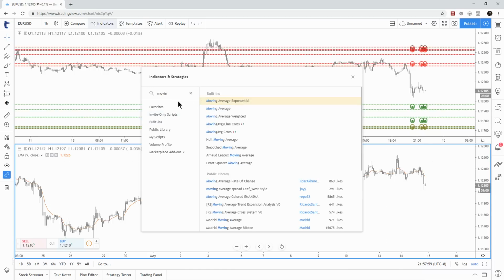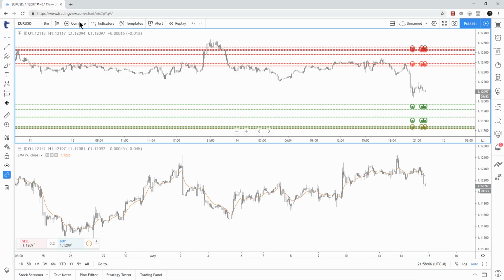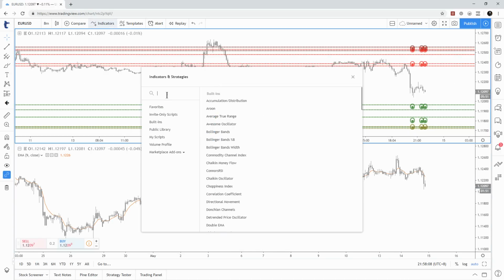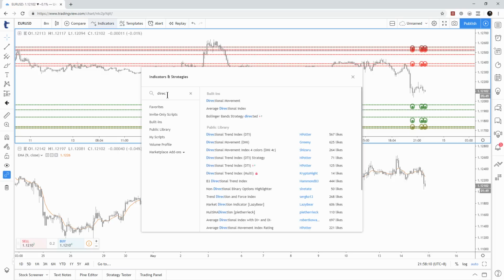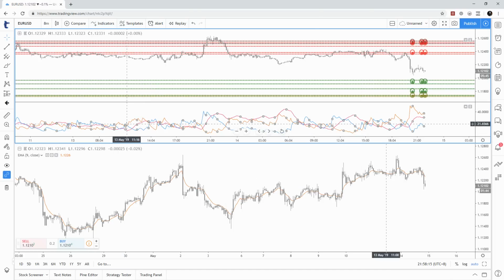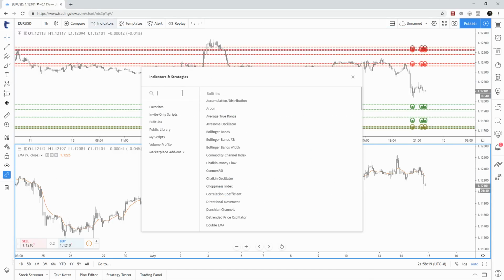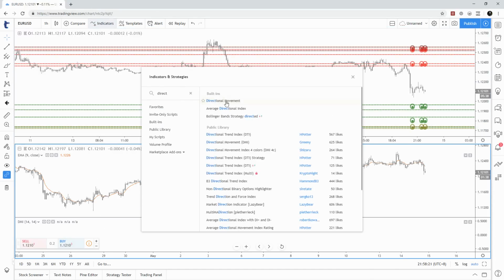Okay, exponential, and I am going to add the indicator directional movement index. Sorry guys, I just clicked in the wrong place. So I want to add it below. So directional movement index. Here we go.